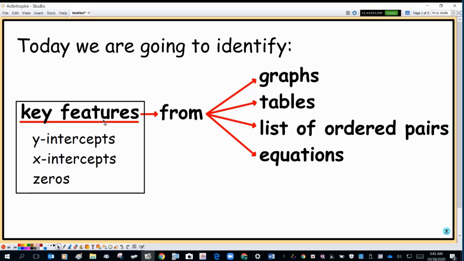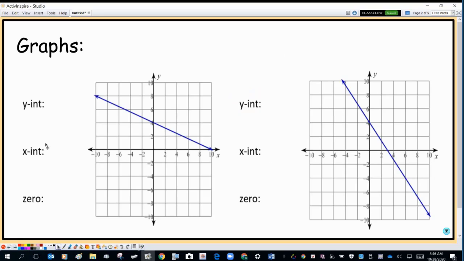This lesson is going to be about key features from graphs, tables, lists of ordered pairs, and equations. The key features we're going to be looking at are y-intercepts, x-intercepts, and zeros. Please note that zeros is pretty much the same as x-intercepts. So this will be our goal of today, to learn how to identify key features. So let's begin. We're going to begin with graphs.